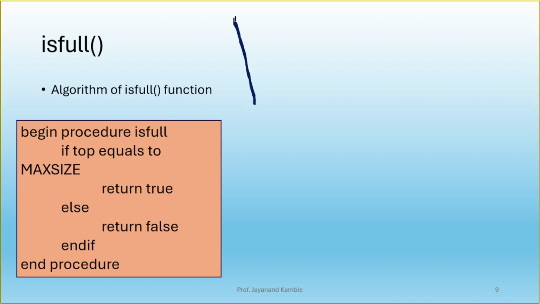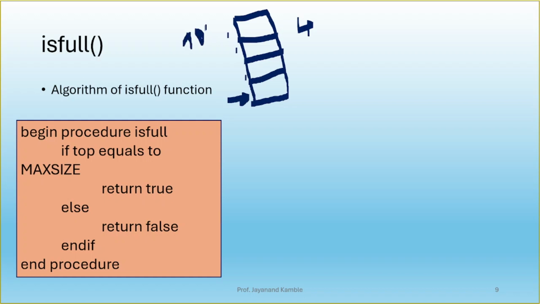Assuming that the size of the array or size of the stack is, let's say, 4. Size of stack is 4, so max size is 4, right? Now begin procedure is full, if top equals max size. When we insert the first element, it will be 1, then 2, then 3, and then 4. That means the top value is going to become 4. So when top is equal to max size, that is 4, it means what?